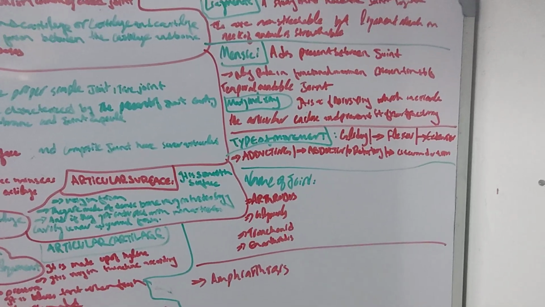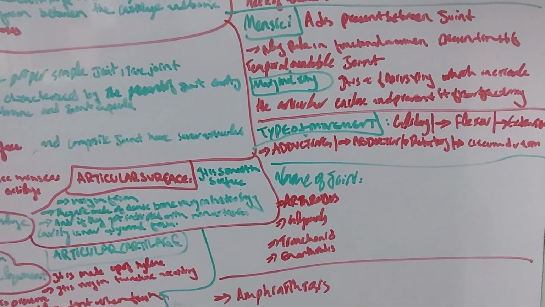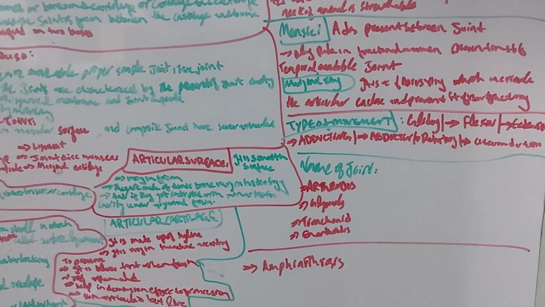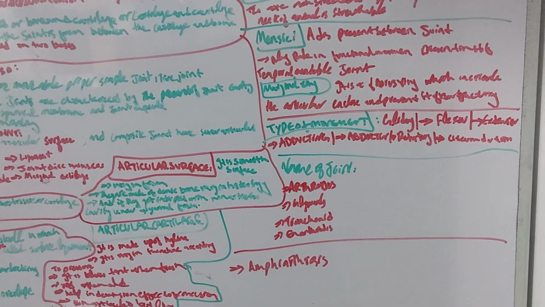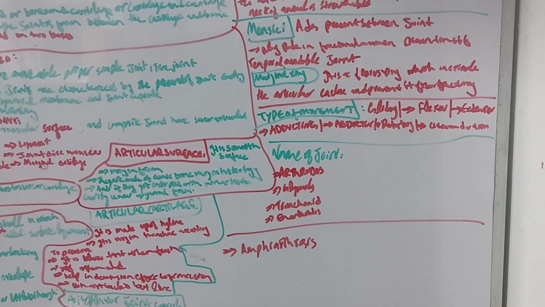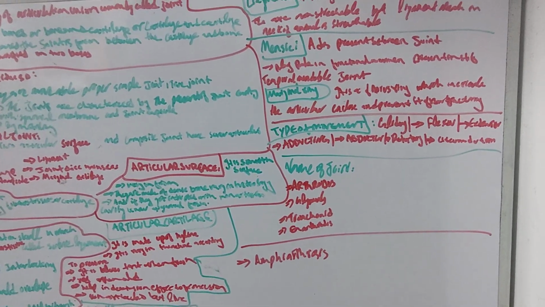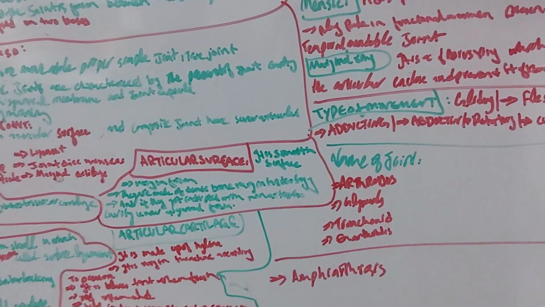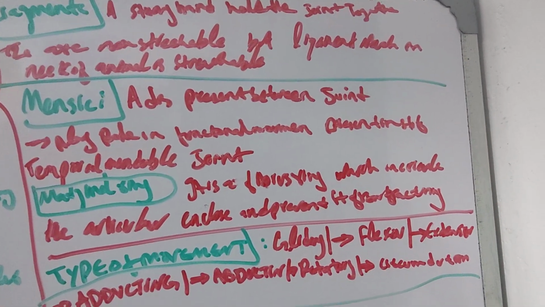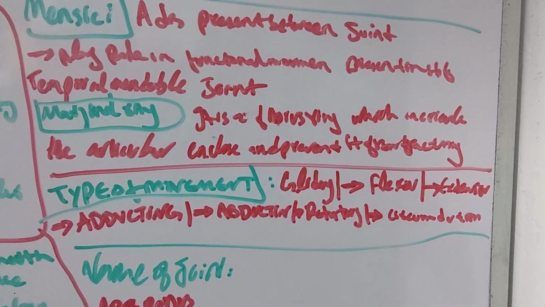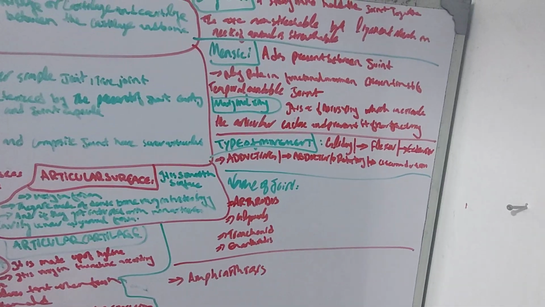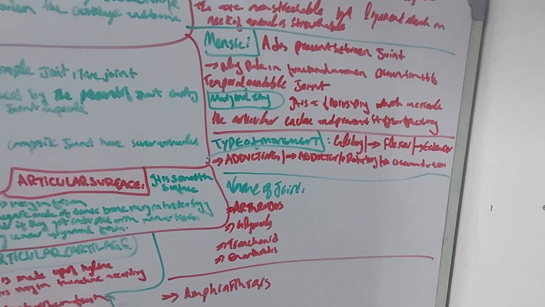Then we have the marginal ring. It is a fibrous ring present at the articular margin, the meniscal ring. It encloses the articular surface and prevents it from fracturing.